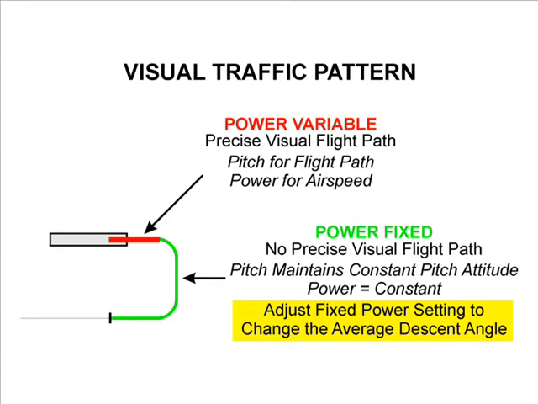As shown in the pitch and power control YouTube video, we note that an occasional change in power does not change a power fixed condition into a power variable condition. It simply is a slight adjustment in the fixed power setting. The power variable rule does not take effect until a precise visual flight path is available. When it is available, then minute and continuous adjustments are used to control flight path with pitch attitude and airspeed with power.